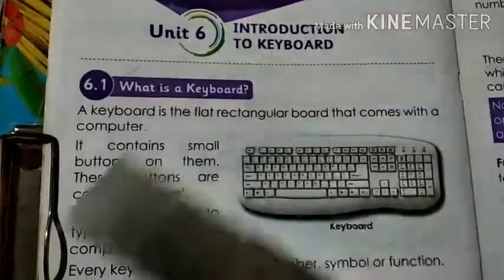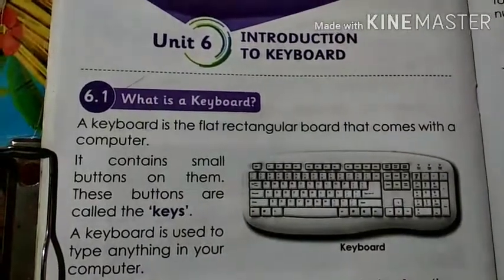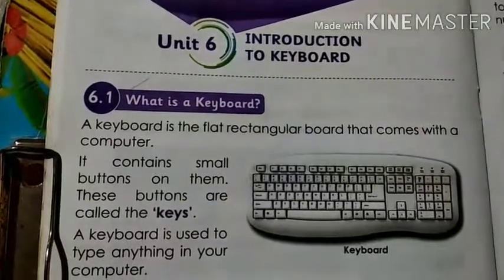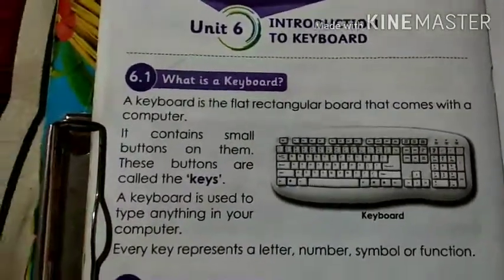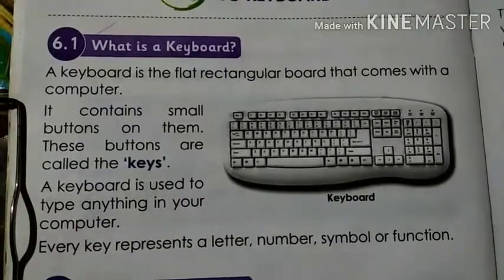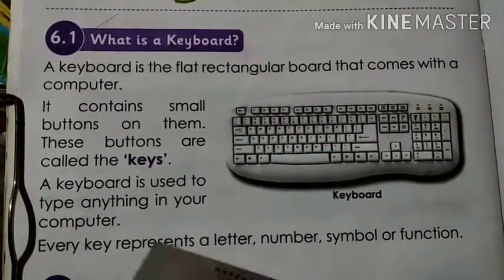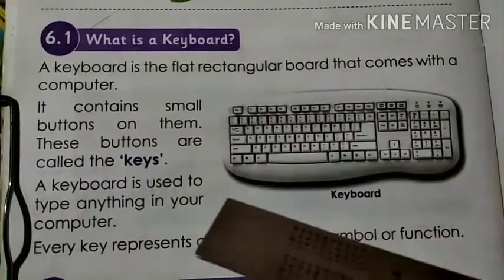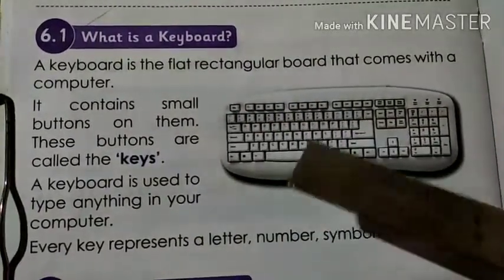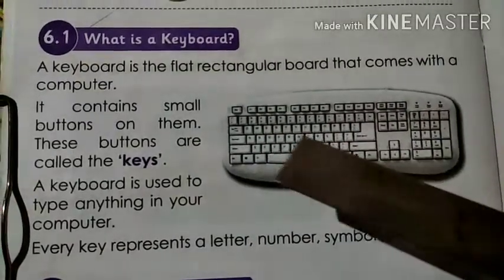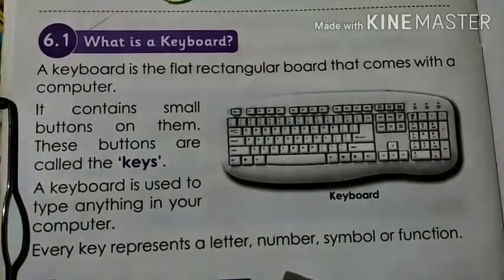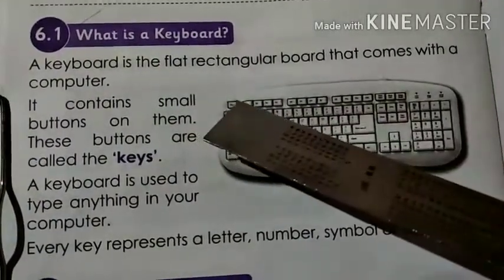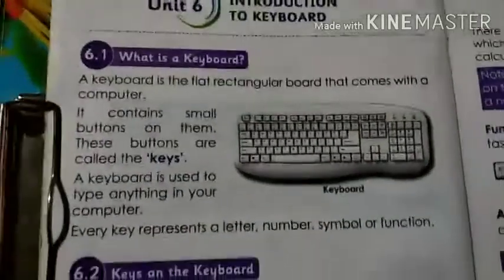A keyboard is used to type anything in your computer. So the main purpose of using the keyboard is for typing. Every key represents a letter, number, symbol or function key. So several keys are divided into categories. Some are letters like A to Z, numbers 0 to 9, then symbols, and some function keys are there on the keyboard.